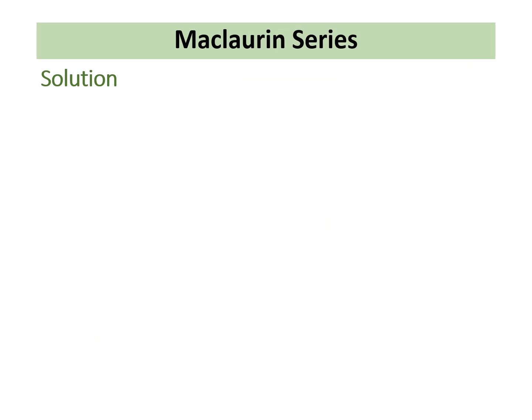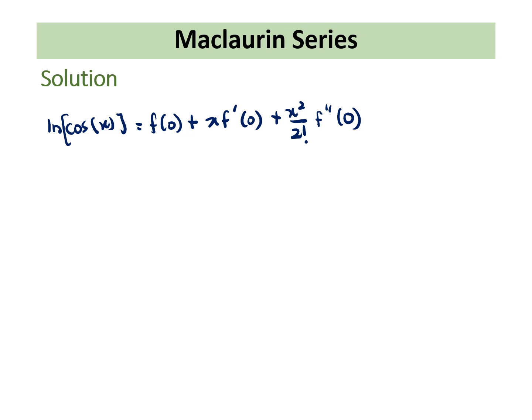From this function, all these values we substitute into the Maclaurin series. The Maclaurin series is equal to f(0) plus x times f prime, plus x squared over 2 times the second derivative, plus x cubed over 3 factorial times the third derivative, and the last one is plus x to the power of 4 over 4 factorial times the fourth derivative at 0.